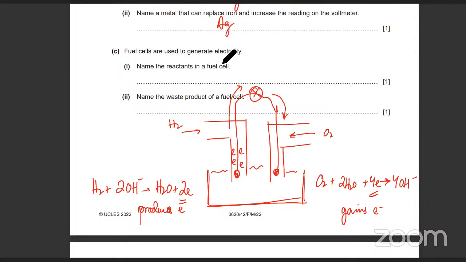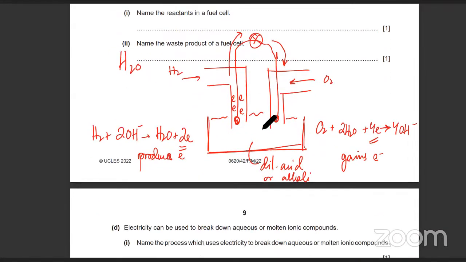So name the reactants in the fuel cell. So that's hydrogen and oxygen. The waste product, there's only one waste product, and that's water. Okay? They're not going to ask you anything. Not a lot of things are going to be asked about the fuel cell. Okay? That's about it. Okay? Maybe there's going to be dilute acid or alkali that's added. And that's about it. Okay, clear? Yes.